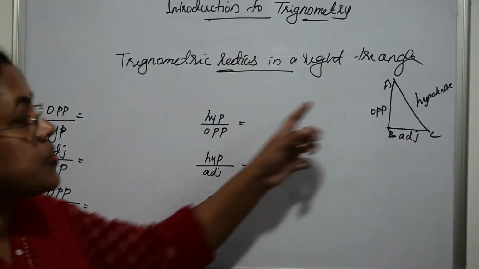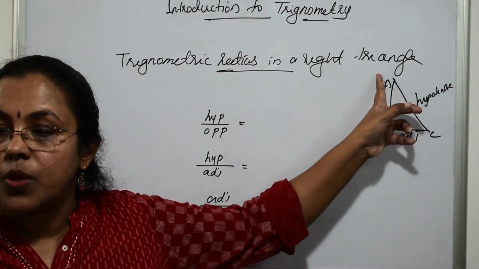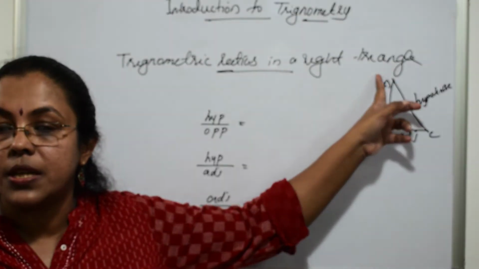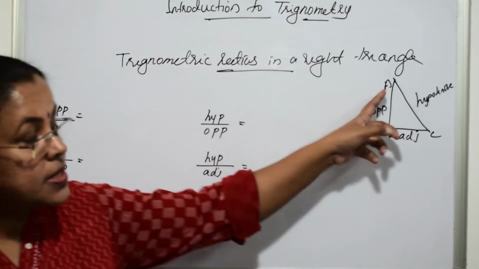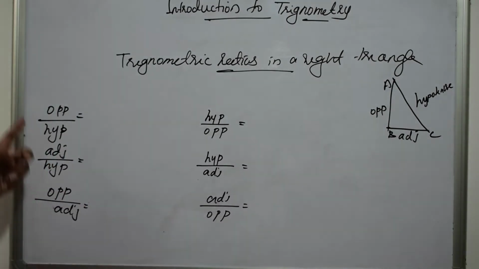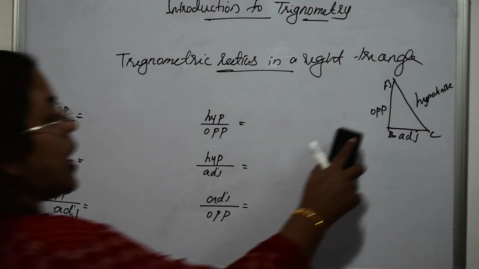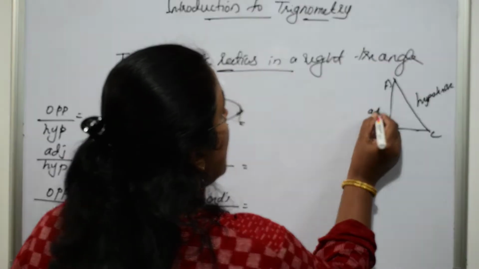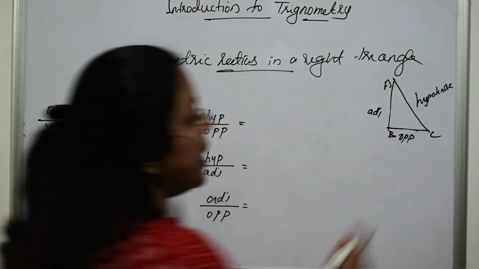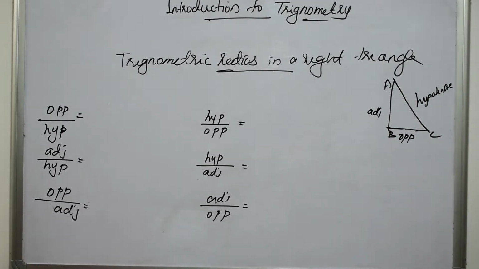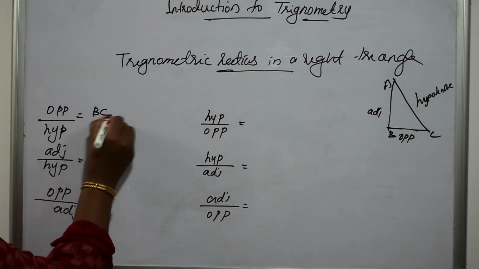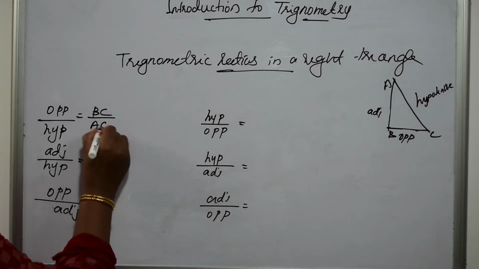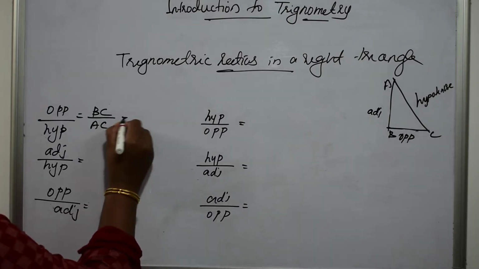If we want to write trigonometric ratios with respect to angle A, then also we can write it. What is the meaning of sine of angle A? Sine of angle A means opposite side by hypotenuse. With respect to angle A, AB is the adjacent side and BC is the opposite side. So, what is sine of angle A? Opposite side by hypotenuse, that means BC by AC is sine of angle A.